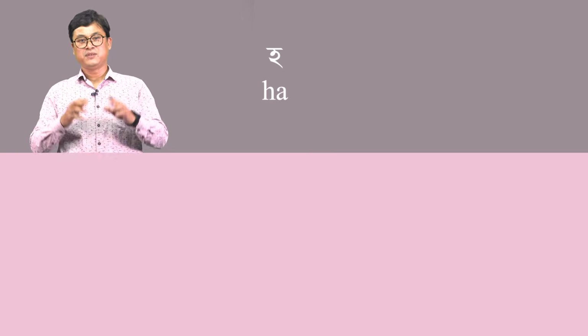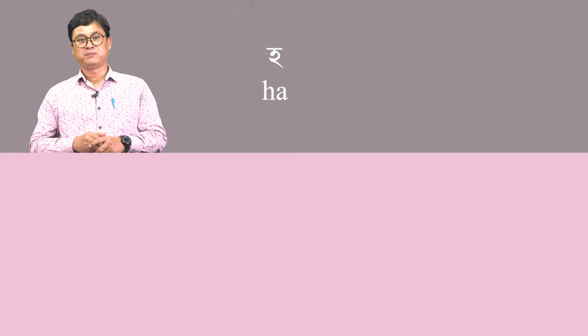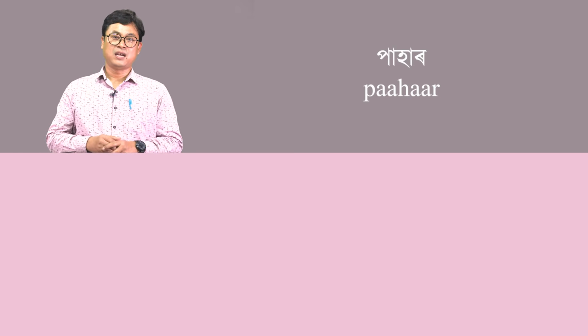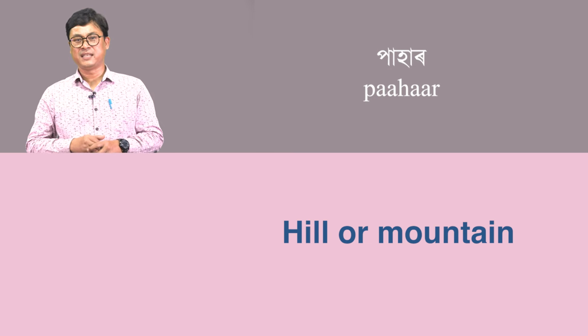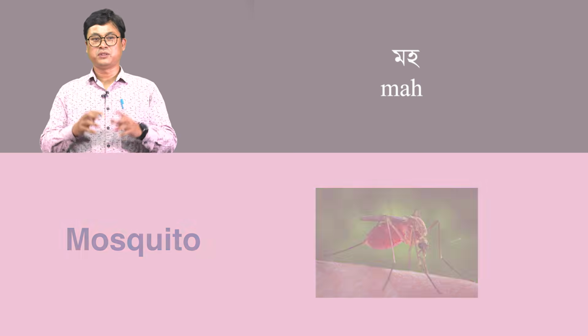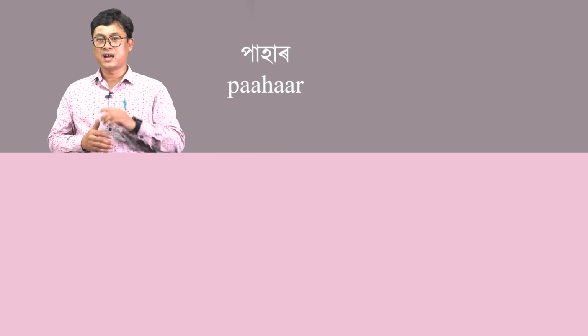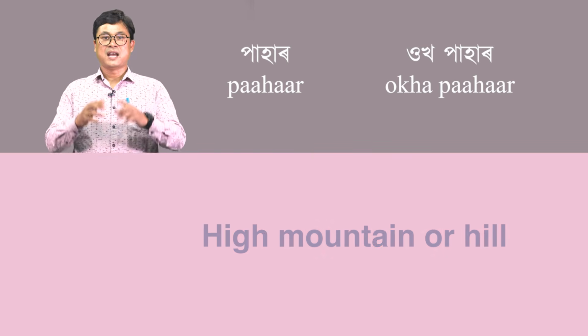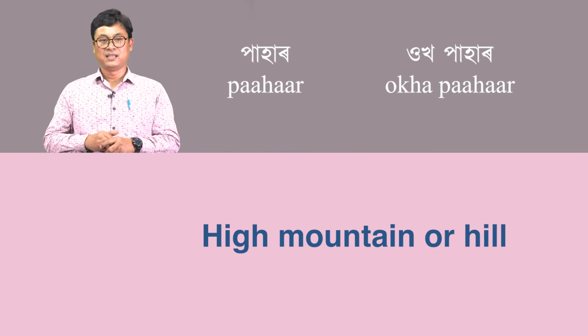Ho. Using this letter, we can find Assamese words such as hat, that means hand, pahar, which means hill or mountain, and mo, that means mosquito. Using the word pahar, we can make the phrase ukho pahar, that means high mountain or high hill.